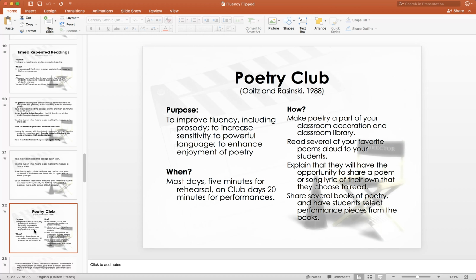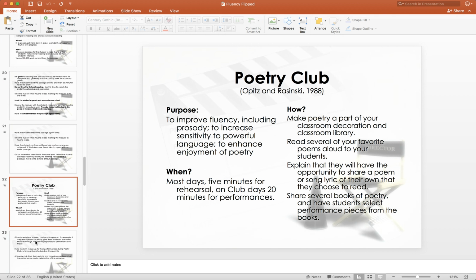All right, another idea is called Poetry Club. And Poetry Club basically is creating time every day in class or after class or during lunch to practice reading poems and then performing those poems. So you can make poetry a part of your class or your class library. You can read several of your favorite poems out loud to your students. Explain that they will have an opportunity to share a poem or a song lyric of their own. And then share several books of poetry and have students select performance pieces from their books.